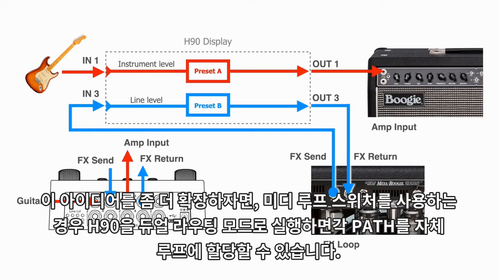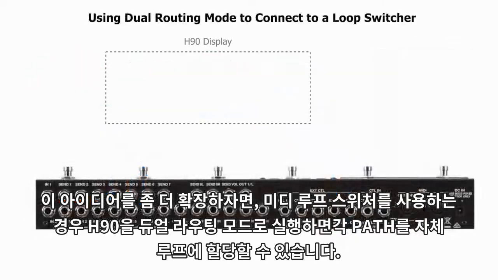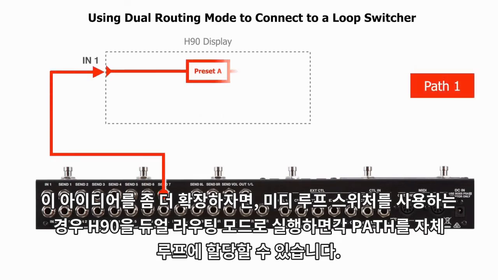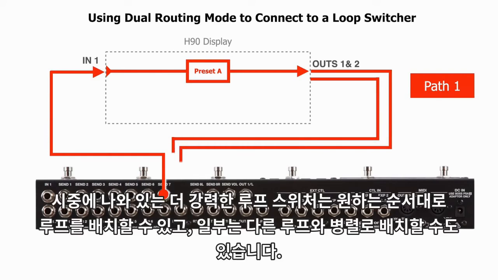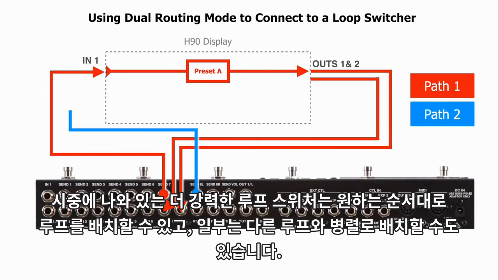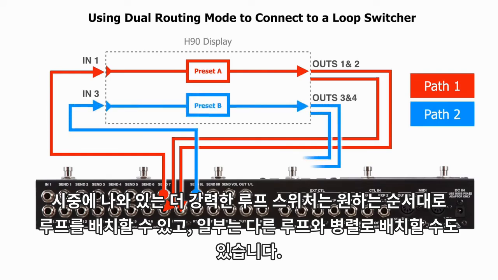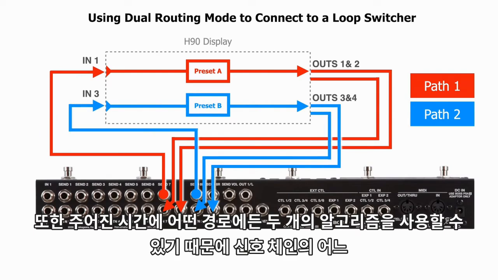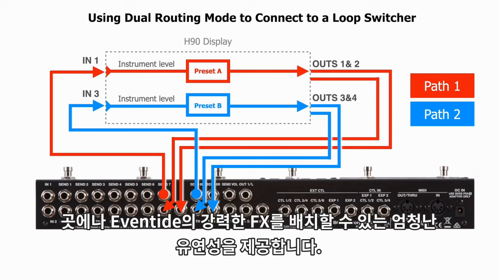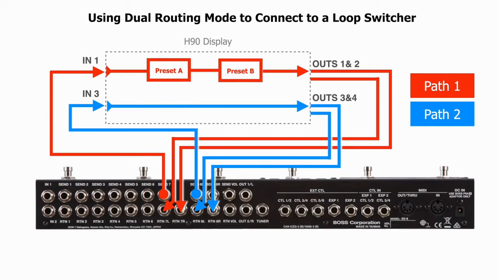To expand on this idea, if we're using a MIDI loop switcher, running the H90 in dual routing mode allows us to assign each path to its own loop. The more powerful loop switchers on the market even allow us to put loops in any order we want, and some even in parallel with other loops. And since we can have two algorithms on any path at any given time, this gives us tremendous flexibility to place Eventide's powerful effects anywhere in our signal chain.